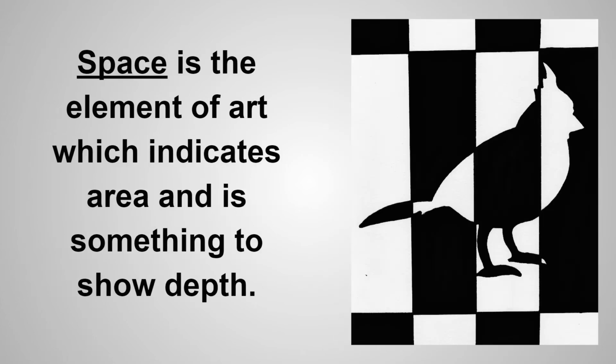Space is the element of art which indicates area and is something to show depth. So there are a number of ways that you could show space. Think about it. How can you show space? Well, you can make things look three-dimensional, or you could even do a positive and negative space study. So in this particular design, I did a silhouette of the cardinal and drew lines through it, and I alternated the positive and negative spaces with black and white. The positive space is the cardinal. It's the object. The negative space would be the empty or void areas around it. So what could you do with space?